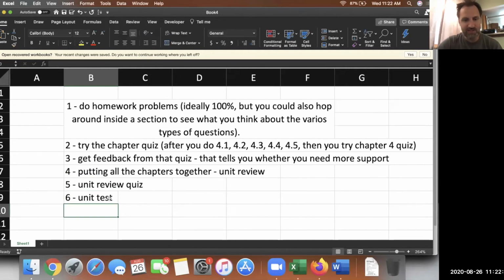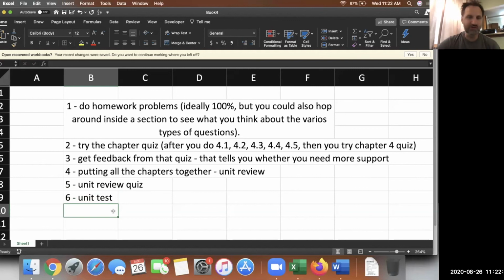By the time you get to the unit test, you should have already done so much practice that it's not a surprise. You're ready to go. You already tested yourself and you know what's going to be on there. So our job is to not leave all of the work that needs to be done until September 9th, because if we do that, you're going to be up against the wall. You're not going to get as much practice as you need, and it's going to be hard.